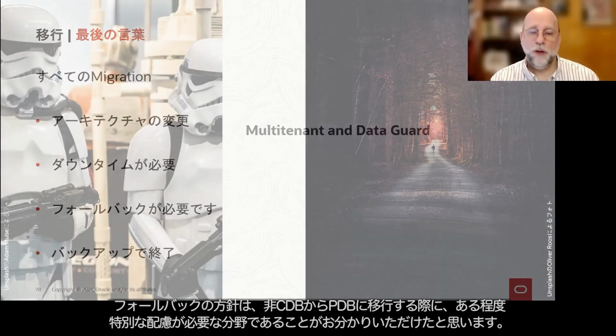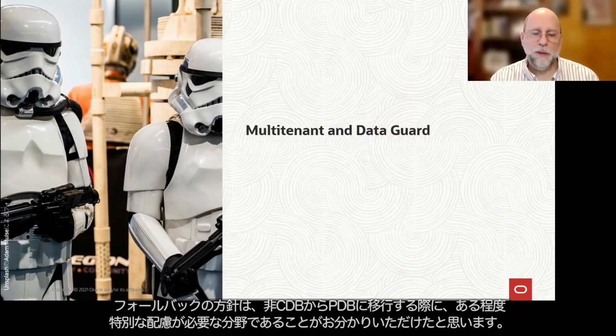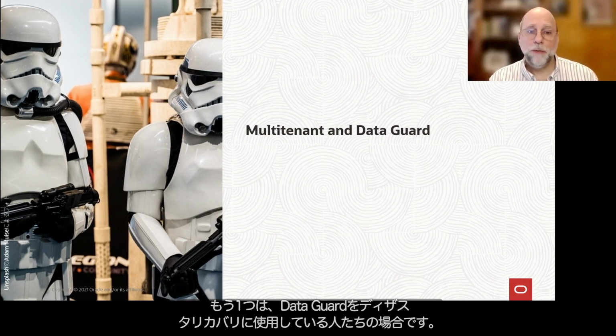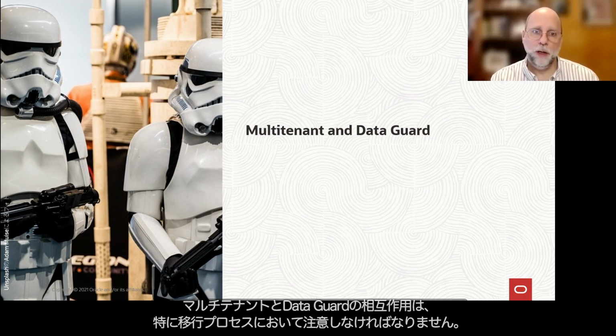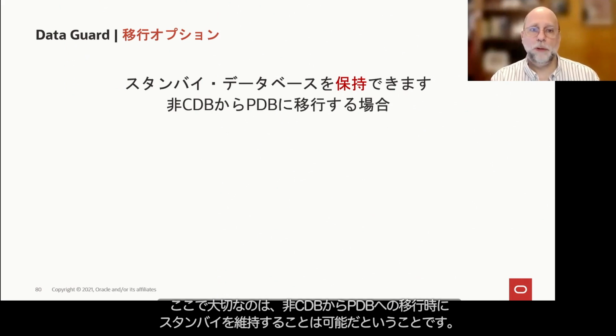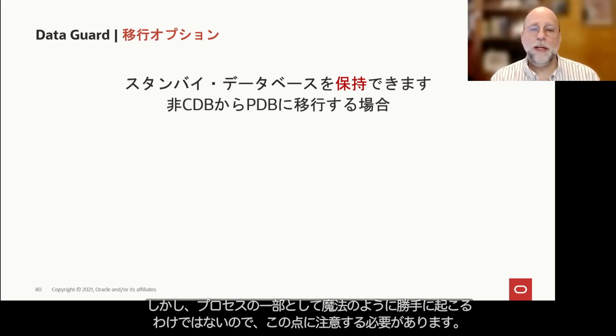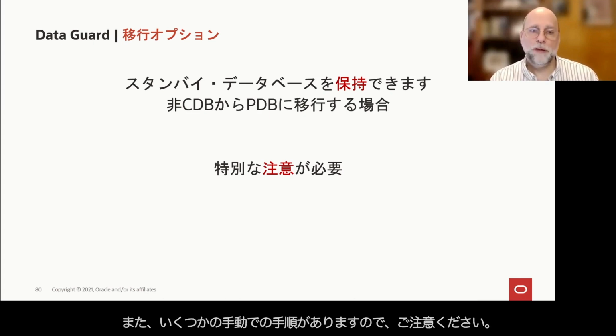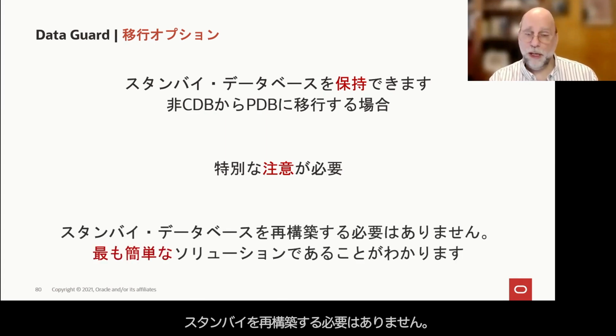So you can probably see that fallback strategies are an area that does require some level of special consideration when you're moving from non-CDB to PDB. Another area is for those of you who are using Data Guard for disaster recovery, the interplay between multitenant and Data Guard, especially during the migration process, is something that you really have to pay attention to. The main message is that it is possible to preserve your standby when you're migrating from non-CDB to PDB, but that it doesn't happen all by itself magically as part of the process. You do have to pay attention to this, and there are some manual steps that you're going to have to take care of. You don't have to rebuild your standby, so I want to make that clear.